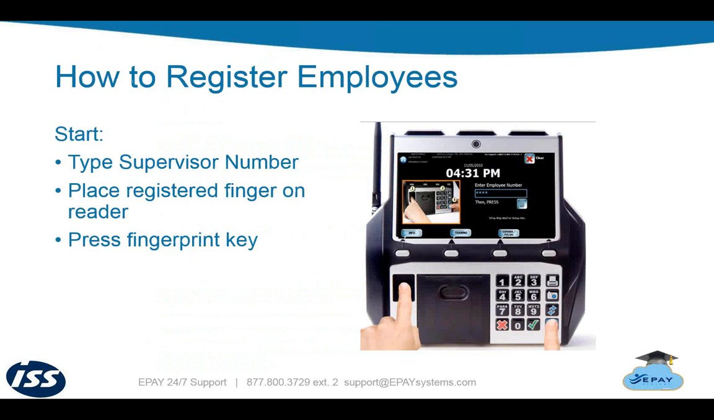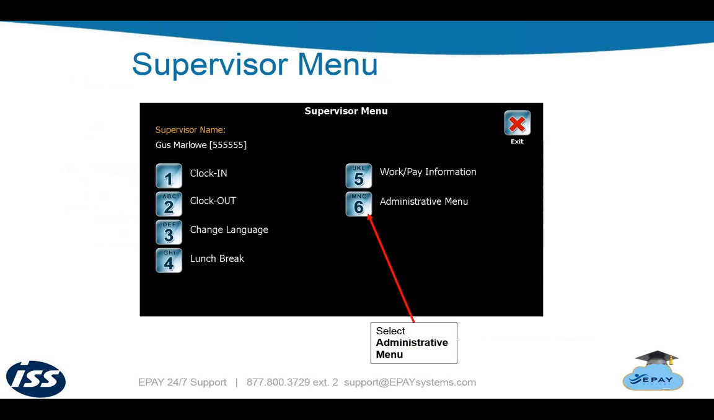So the supervisor will do the same thing as the employees. They're going to enter in their employee number, and then they're going to have an extra option on the menu for the administrative menu. That's the difference between an employee and the supervisor, is just that extra menu option. And again, anybody with a reviewer role or higher can put their employee number on a clock and get the administrative menu.